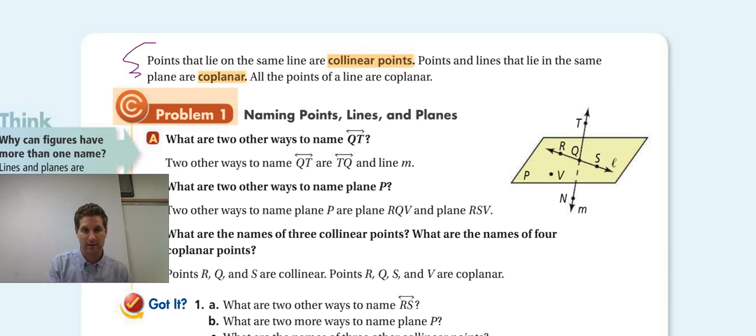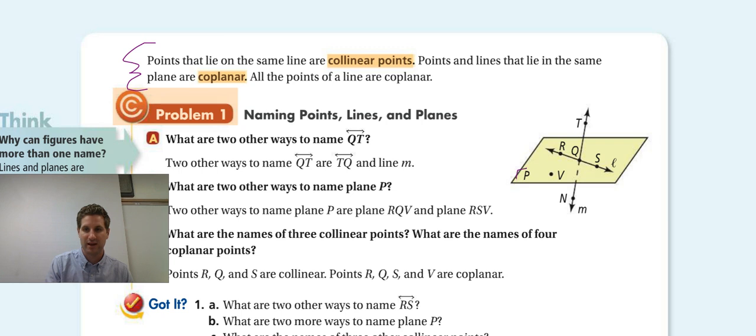And that is going to be right here, collinear points. So points that lie on the same line are collinear. If you look at this example right here, R, Q, S, those are collinear. They lie on the same line. Next we have points and lines that lie in the same plane are called coplanar. So please write both of these down. And coplanar means they lie in the same plane. So you see R, V, Q, S, they all lie on that plane.